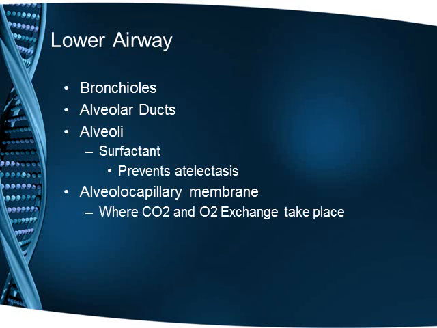So everywhere else in our airway, upper and lower airway, we don't have gas exchange taking place. The air just sits stagnantly. But in the alveoli, this is where we're actually going to have the exchange of carbon dioxide and oxygen. The alveoli has a layer of lining of surfactant inside. The purpose of the surfactant is to prevent atelectasis. What is atelectasis?